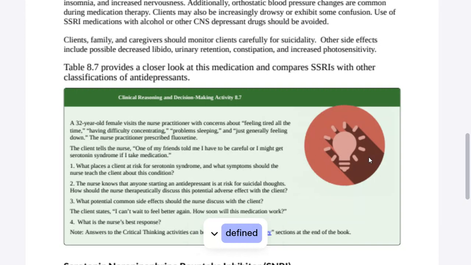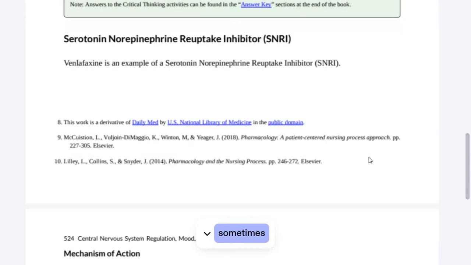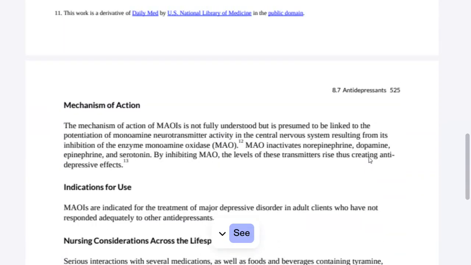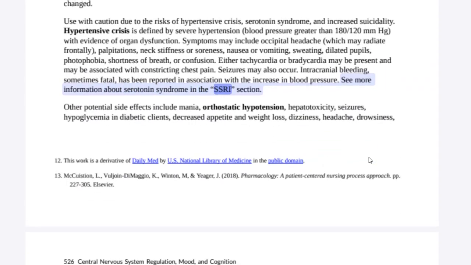Hypertensive crisis is defined by severe hypertension with evidence of organ dysfunction. Symptoms may include occipital headache, palpitations, neck stiffness or soreness, nausea or vomiting, sweating, dilated pupils, photophobia, shortness of breath, or confusion. Either tachycardia or bradycardia may be present and may be associated with constricting chest pain. Seizures may also occur. Intracranial bleeding, sometimes fatal, has been reported in association with the increase in blood pressure. See more information about serotonin syndrome in the SSRI section.